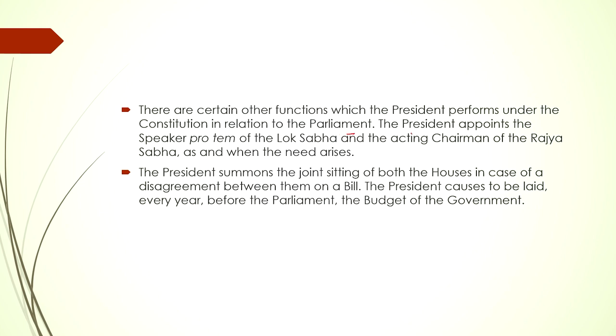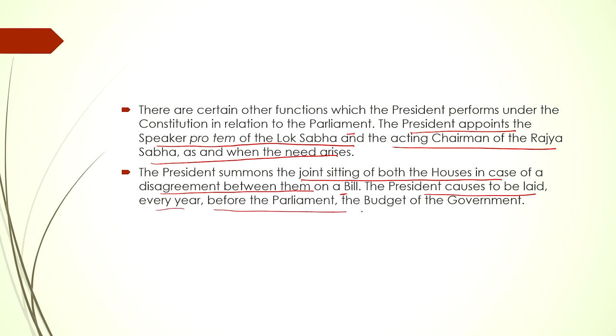There are certain other functions which the president performs under the constitution in relation to parliament. That includes: the president appoints the speaker pro tem of the Lok Sabha and the acting chairman of the Rajya Sabha as and when the need arises. The president also summons the joint sitting of both the houses in case of disagreements between them on a bill. The president causes to be laid every year before the parliament the budget of the government.